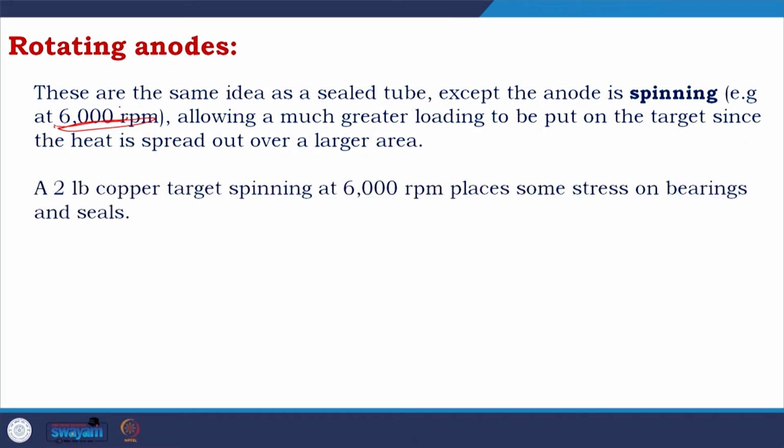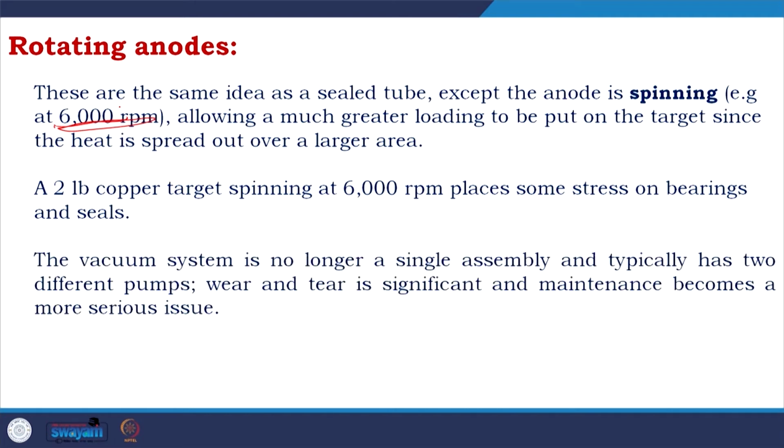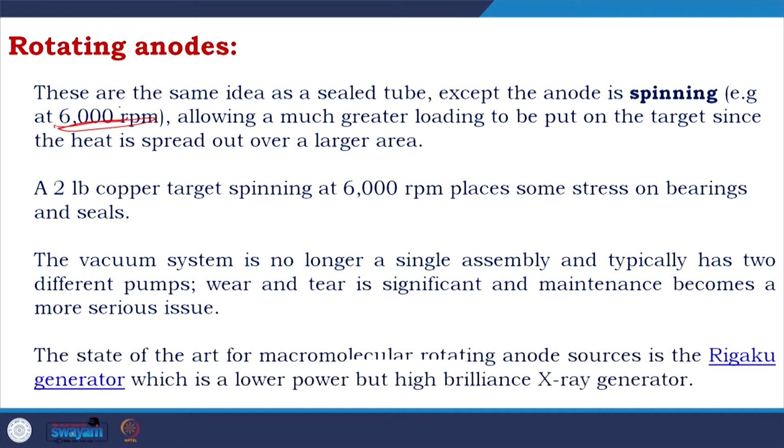A 2-pound copper target spinning at 6000 rpm places some stress on the bearing and seal. So, the target is 2 pounds and it has to continuously rotate at 6000 rpm. So, it creates stress. The vacuum system is no longer a single assembly and typically has 2 different pumps. Wear and tear is significant and maintenance becomes a more serious issue.